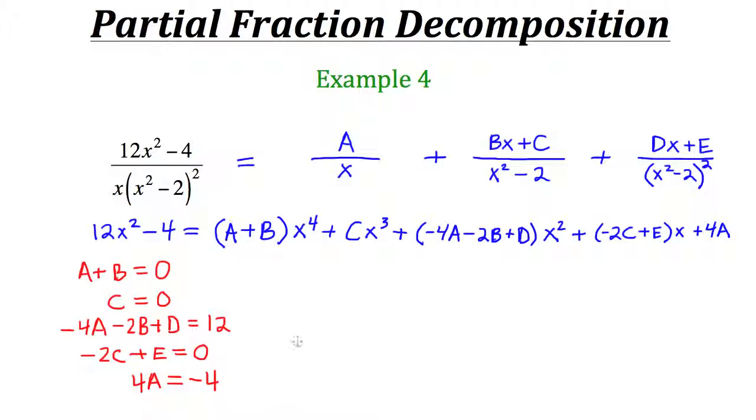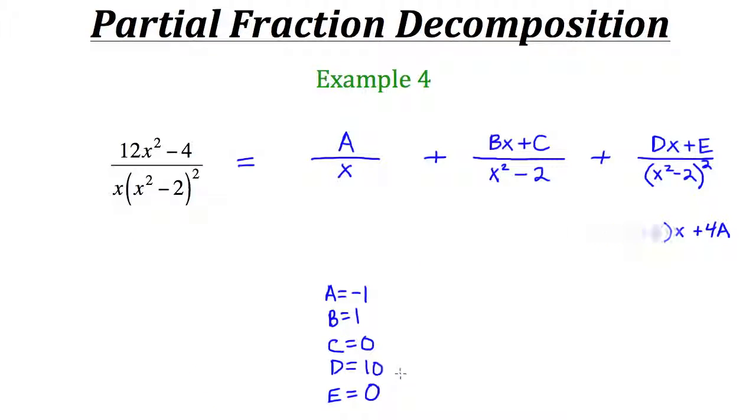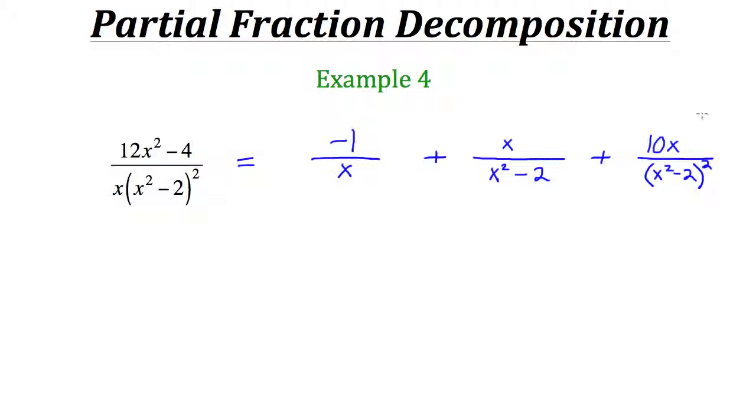And the resulting values would be a equals negative 1, b equals 1, c equals 0, d equals 10, and e equals 0. So when we plug in those values, we get a is negative 1, and b is a positive 1, and c is 0, so we don't need to have it there. And then d is 10, and e is 0. So these fractions would make up the partial fraction decomposition for this example.